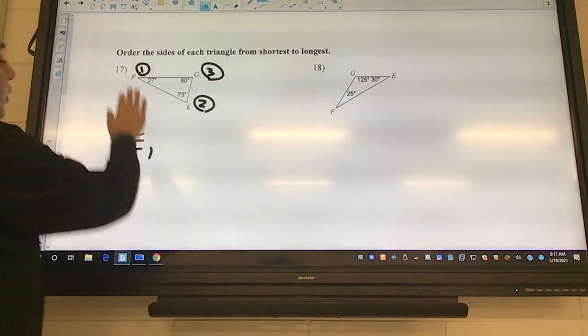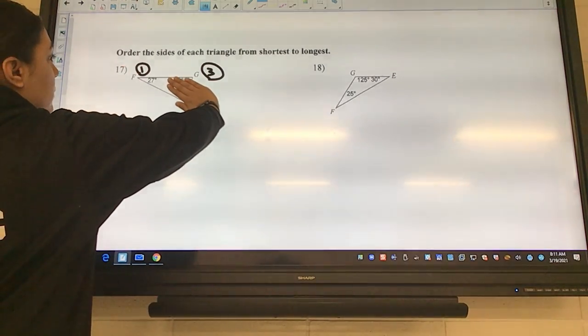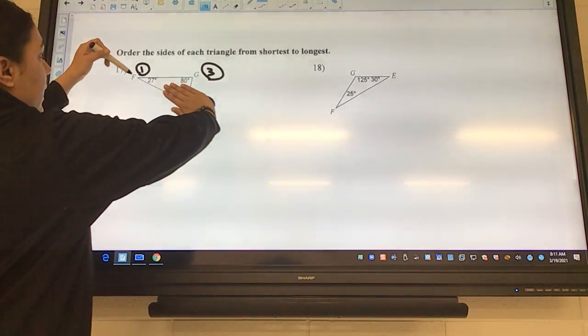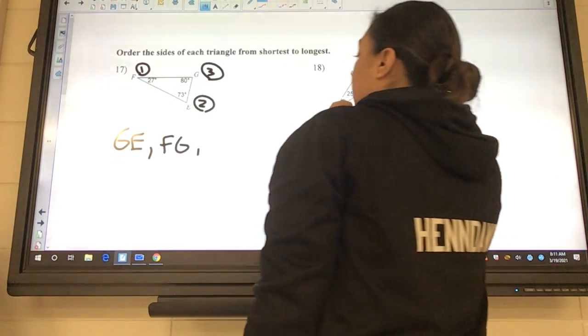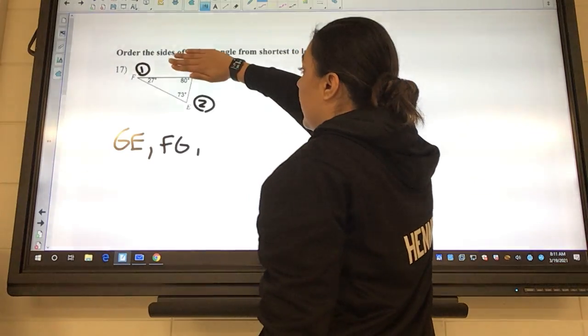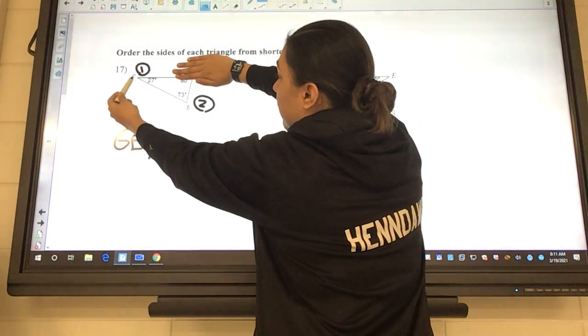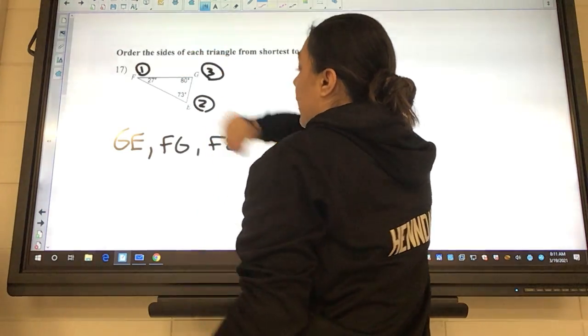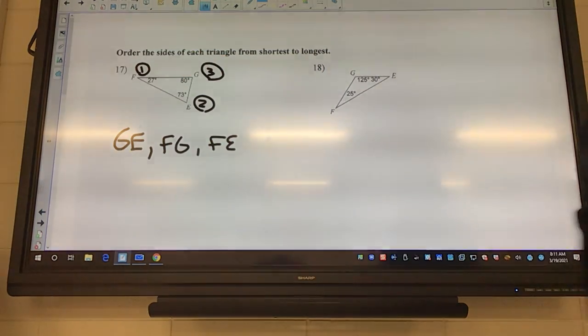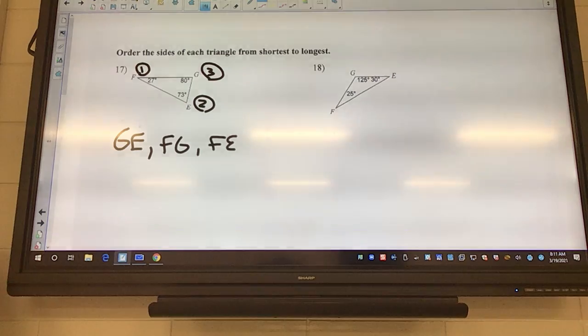Okay, now we did the 1, now do the 2. Cover up the 2. What do you have left? Well, I got FG left. And then what about the 3? We'll cover up the 3, and what do I have left? Well, I got 1 and 2 left, which is FE. And so now you've labeled those shortest to longest.